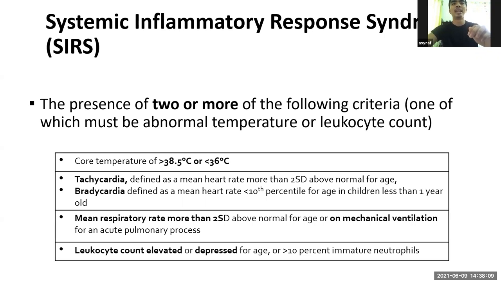And also tachycardia. Tachycardia for children is different because it is according to age. So it says here that it's more than 2 standard deviations. Sometimes patients can also have bradycardia, which is less than the 10th percentile. This is different according to age. The third is the respiratory rate. The patient usually has tachypnea, more than 2 standard deviations, or is on mechanical ventilation. And the last one is the leukocyte count. It can be elevated or depressed.